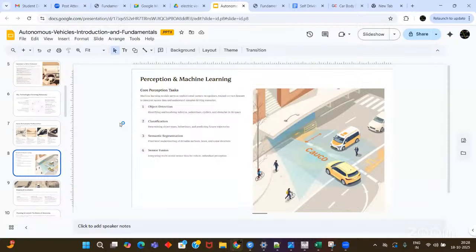Second is the classification. Classification also becomes a key parameter wherein you have to determine the object types, behaviors, and predict future trajectories. So it becomes a very futuristic idea wherein you deal with the perception models in such a fashion that you have a predictive model approach, wherein you have a point A and point B, and based on point A and point B and its behavioral outcome response, you predict point C. So it is not direct, it can be wrong, it can be right, but it is a permutation based model.